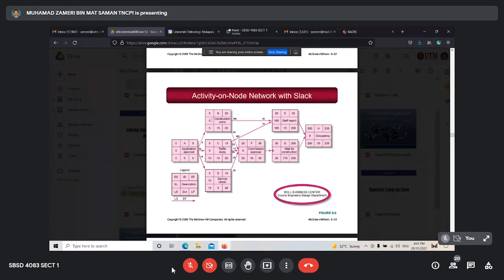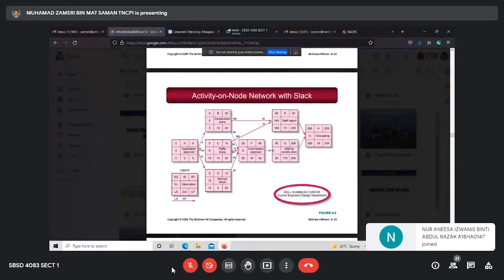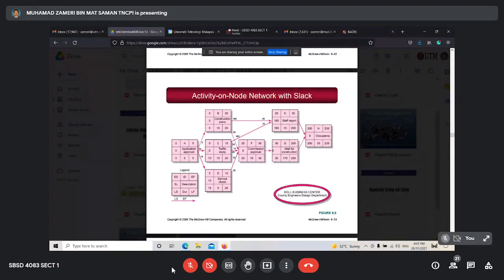Okay. B also 0. B must start at 5, finish at 20. Don't have any slack. C, slack time is 5. So that means you can delay C 5 days. You can start at day 5, so you finish 10 days later, at day 15.